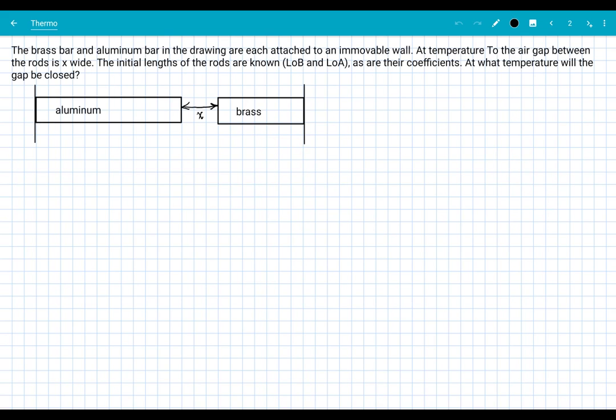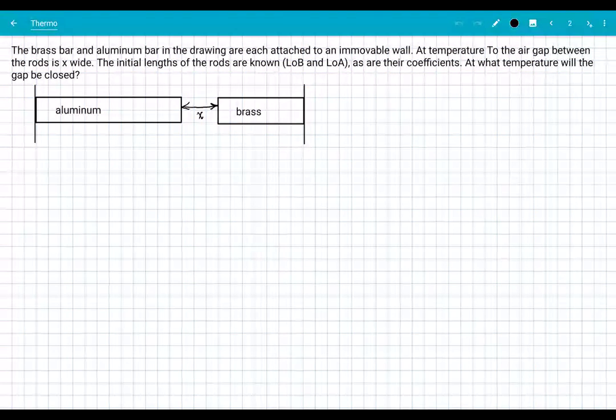Okay, this brings us to another thermal expansion situation here. This is fairly straightforward. I have these two bars. One is made of aluminum, one is made of brass. Let's assume that the walls that they're attached to will not move, and there's a gap between them. The gap is labeled as X there.